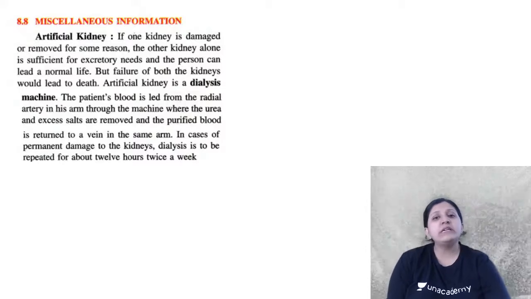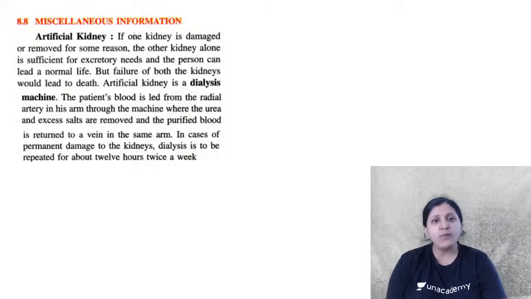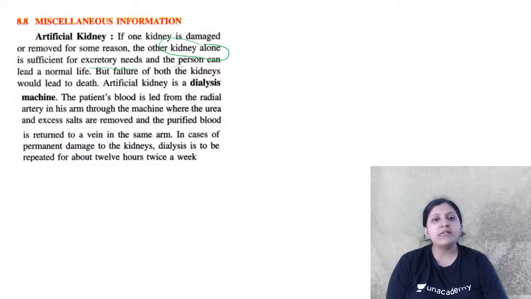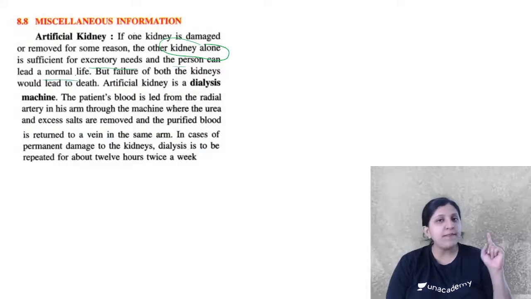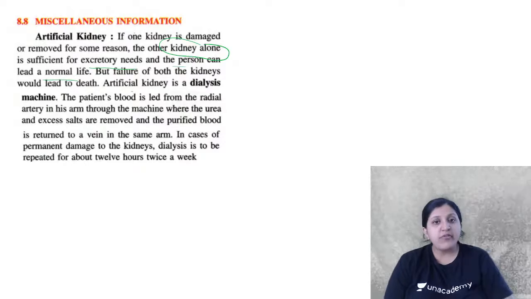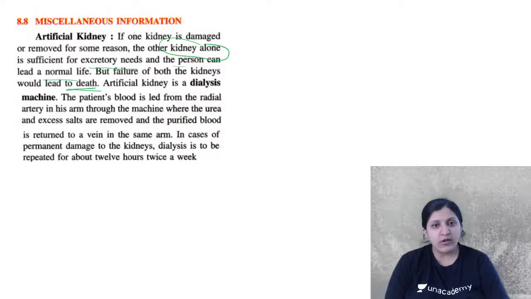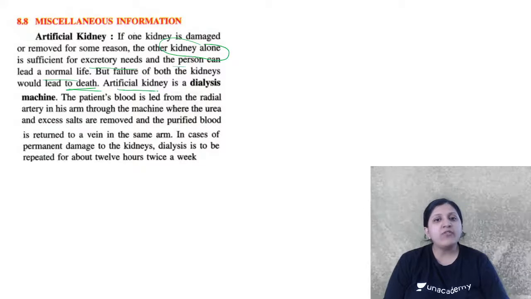So if one kidney is damaged or removed for some reason, it can be any reason, the other kidney alone can perform this function. It is sufficient for the excretory needs and the person can lead a normal life with one kidney itself, but failure of both the kidneys would lead to death. That is why the artificial kidney, a dialysis machine, is used.